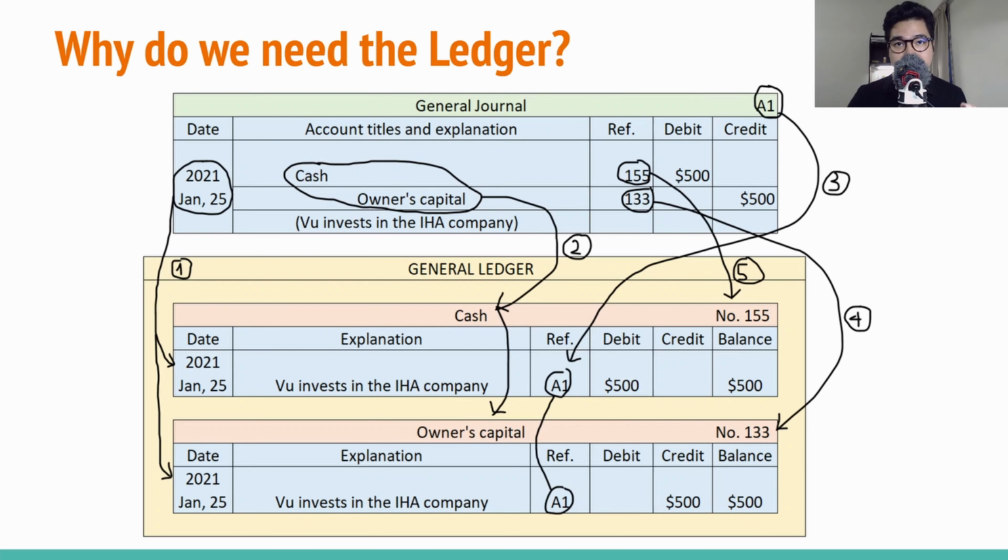Step number 3, the journal code A1 will be transferred to the ledger reference column. It helps us know which journal the ledger is derived from, as well as saving time when searching. Step number 4 and 5, we just need to transfer the ledger codes 155 and 133 from the journal to the cash and owner's capital ledgers respectively. And that is all you need to know about how we can create ledgers in accounting.